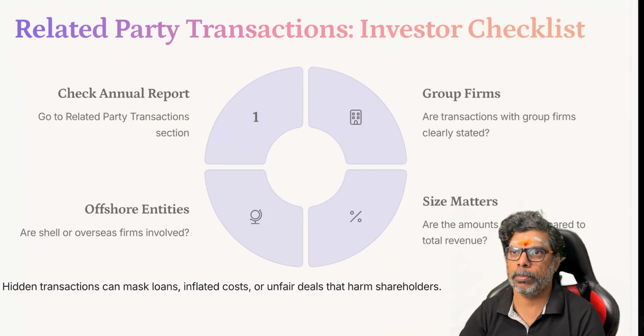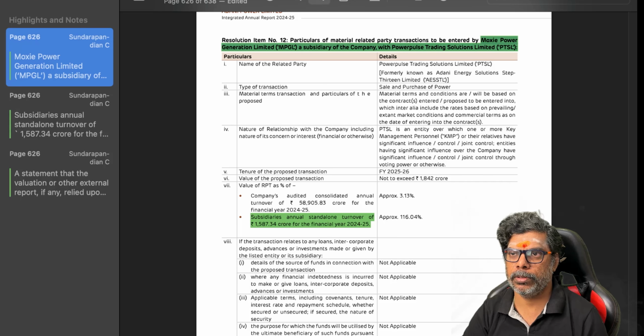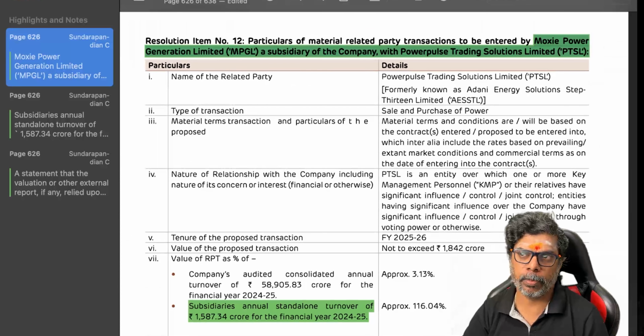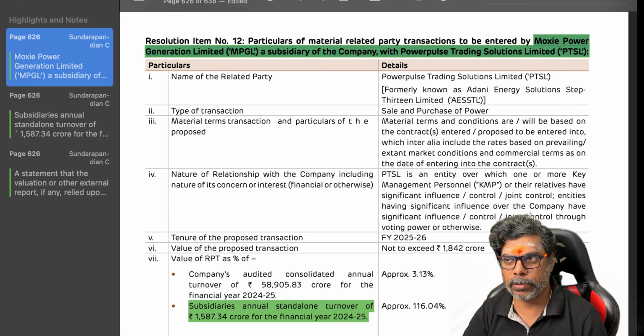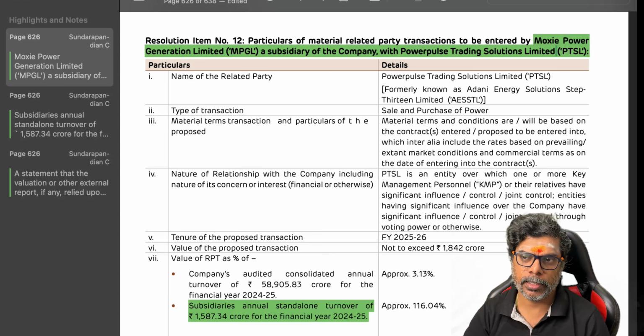I'll just show an example. Okay, so this is the annual report for Adani Energy. Let me zoom in on this one. I marked it for you. So this is coming under related party transaction. Moxie Power Generation Limited, a subsidiary of a company with Power Pulse Trading Solution Limited, PTCL. Okay, so this is the inter-party transactions.